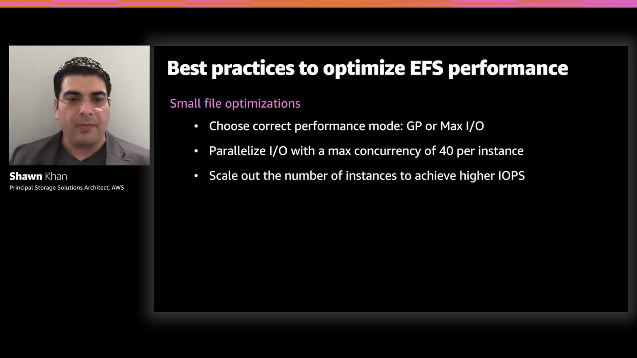Then again, it's best practice to multi-thread your operations and parallelize your I/O with a maximum concurrency of about 40 per instance. When you saturate the IOPS for a single instance, it's best practice to move to a multi-instance deployment to get the maximum IOPS possible, and use multiple AZs in the back end as well.